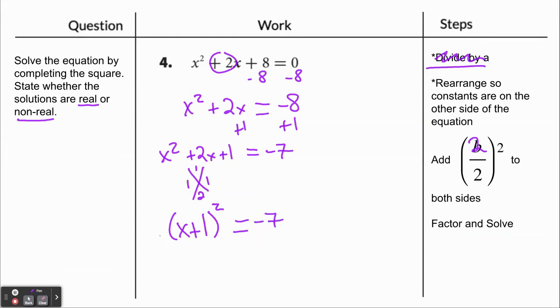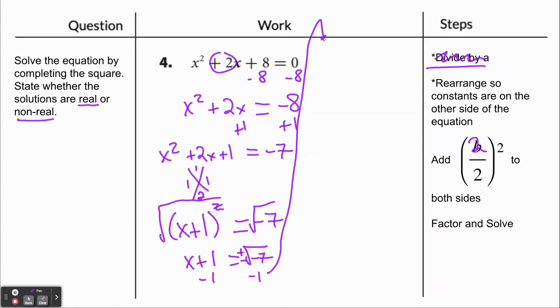Now to solve this, I'm going to take the square root of both sides, which will cancel out that square there. It gives me x plus 1 equals the square root of negative 7. And I'm going to subtract 1 from both sides. And don't forget this is positive or negative root negative 7. So my almost final answer, I'm going to put up here real quick, is x equals negative 1 plus or minus the square root of negative 7.